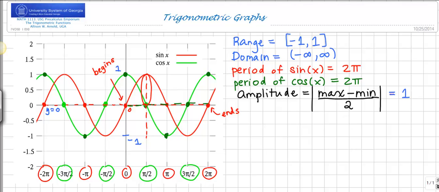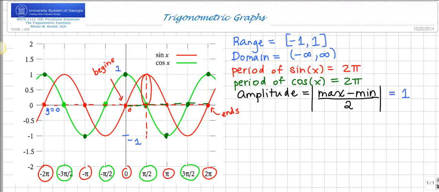Now this concept of phase shift is kind of different. We've talked about horizontal shifts, and a phase shift is somewhat of a horizontal shift, but it also can encompass what we refer to as a horizontal compression. And I'm going to give you some tools to deal with that in just a moment.